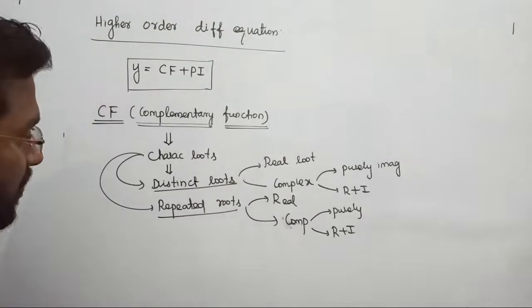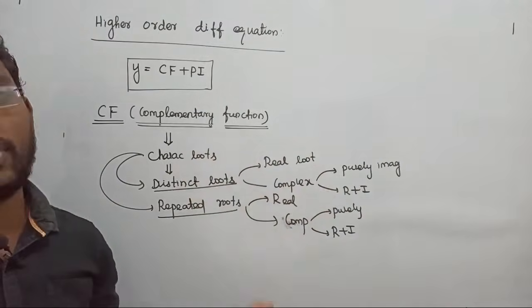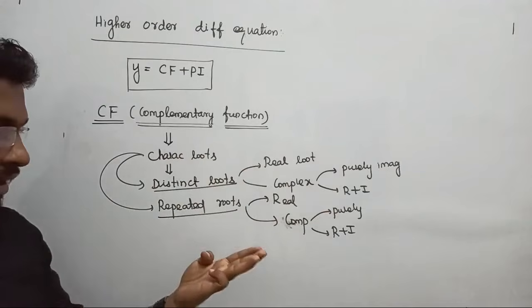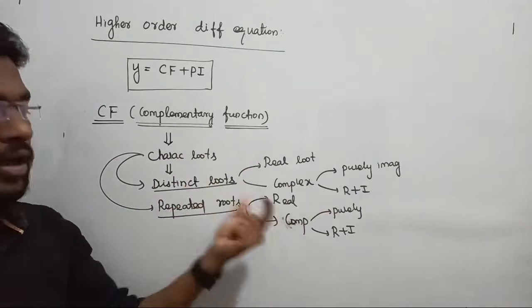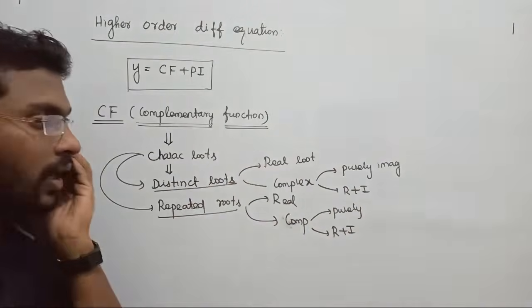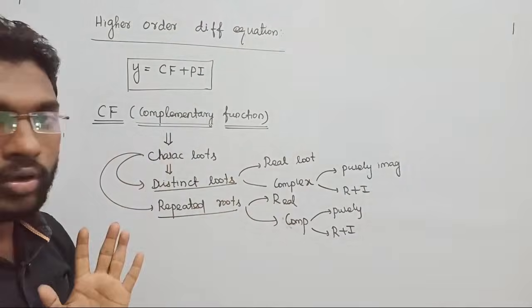Distinct roots means separate values; they might be real, purely imaginary, or complex. There are 3 categories, right? In the same way, repeated roots might be real, purely imaginary, or complex. There are 3 categories, right? So based on this property we are going to define the roots. That's what I am going to conclude now.